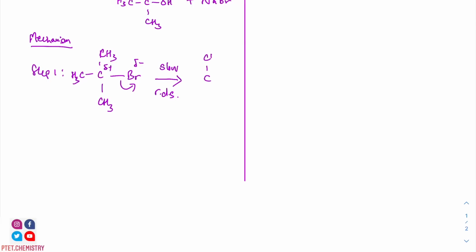And what would you get? You would get a carbocation intermediate. But don't forget, your equation needs to be balanced like that. And your bromine will have the 2 electrons because of the heterolytic fission. Okay, so that equation is balanced.